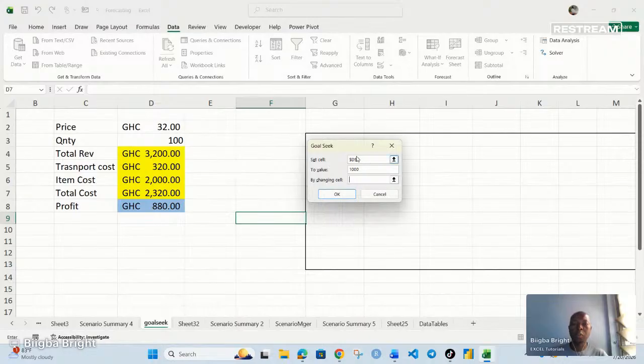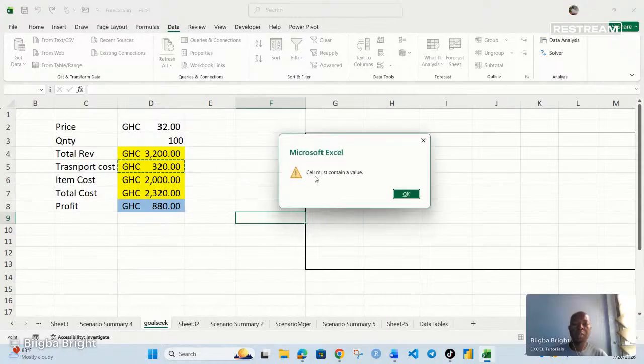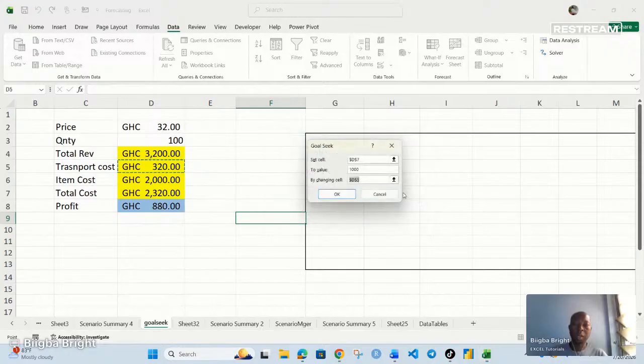You see that it's direct opposite to the first one. So if you check, price doesn't have a formula, quantity doesn't have a formula. So those are the two cells that we can change. We cannot select any cell here that a formula was used. For instance, if I select this cell and I click OK, check, you see that cell must contain a value. You see, it cannot work that way. So it must contain a value, not a formula.